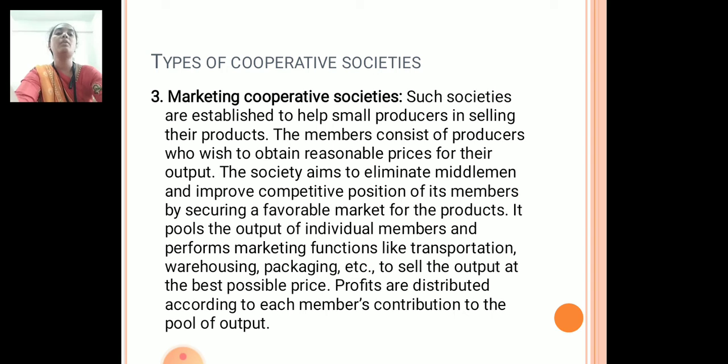If it is not favorable, that is when demand is very less for their products, and when demand is less, even their price will also be less. So it pools the output of individual members and performs marketing functions like transportation, warehousing, packaging, etc. to sell the output at the best possible price. Big capitalists can afford transportation, and can also maintain warehousing, that is storage facility. Even packaging will be done by them.